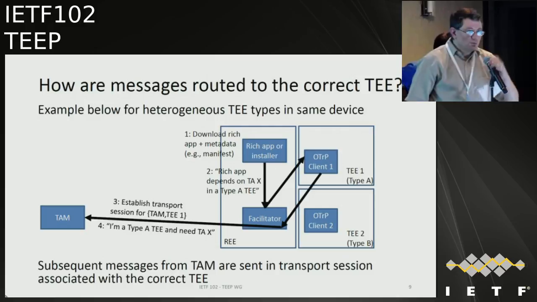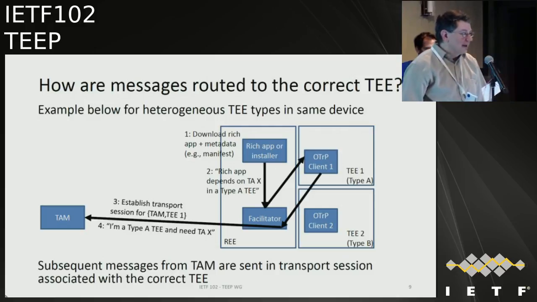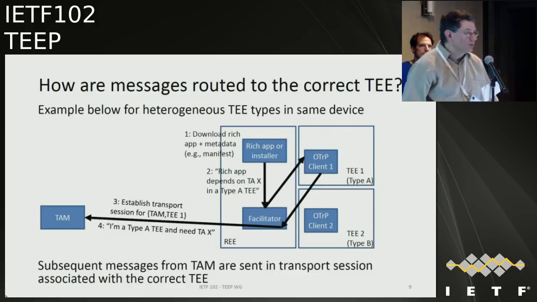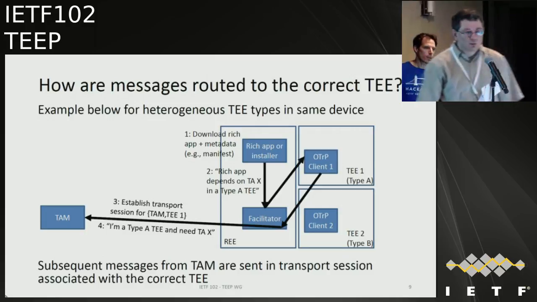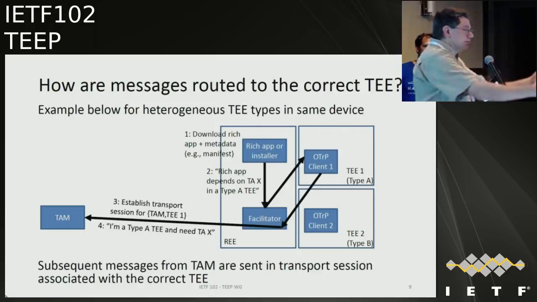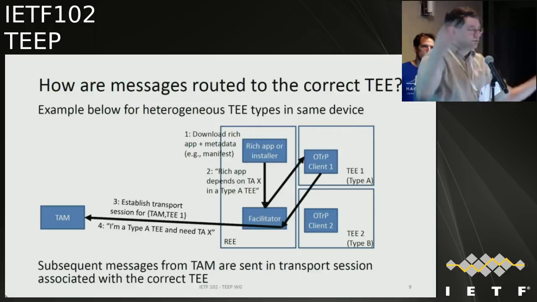So the one use case that came up, I think at the IETF 101 meeting, it could have been on the mailing list, the one example that somebody else gave, and I can't remember who it was, maybe somebody in this room, said, well, the reason that I have multiple TEEs is because they're of different types. Maybe I have a TPM-like thing and a non-TPM-like thing. They're of different categories.